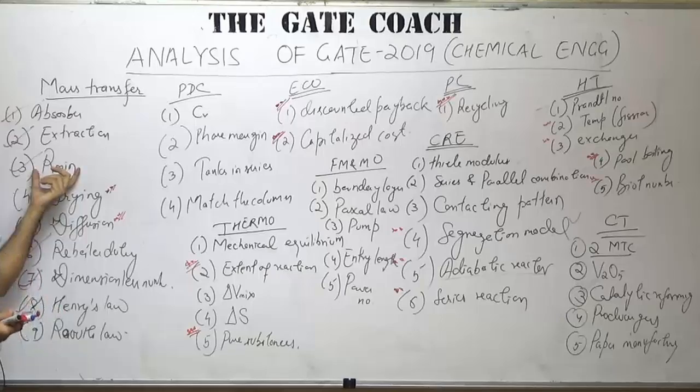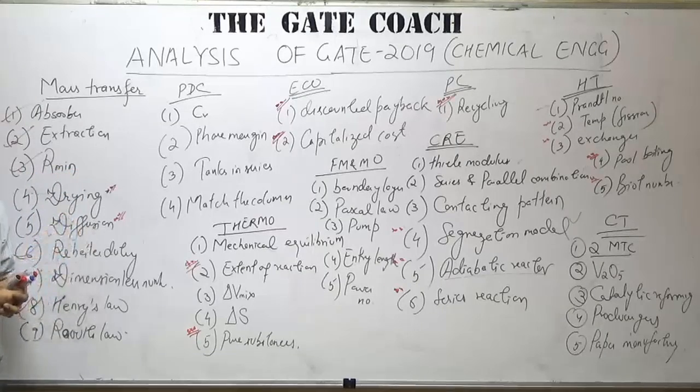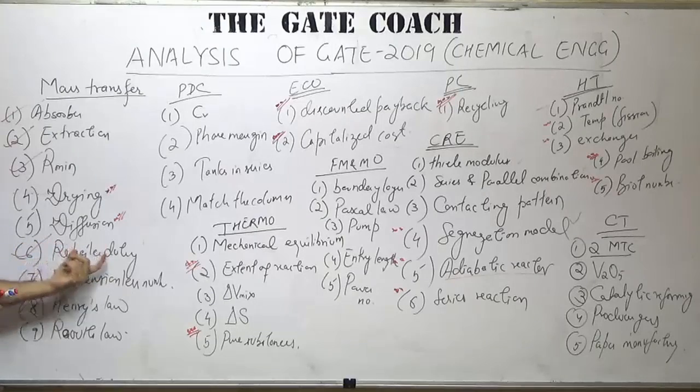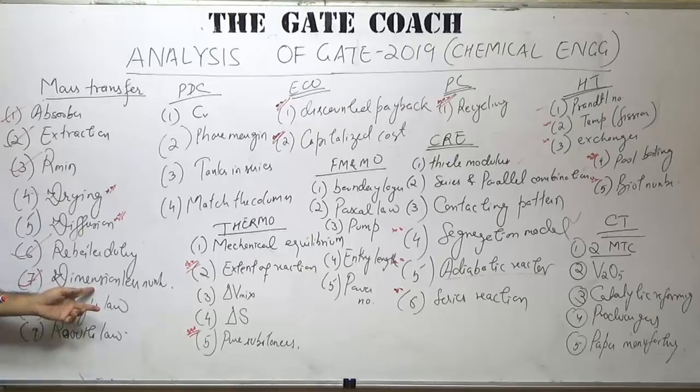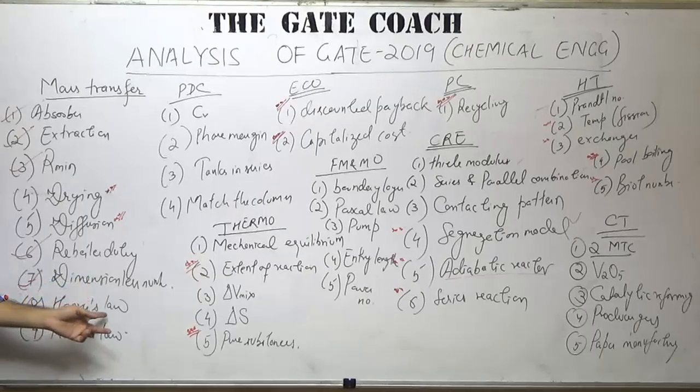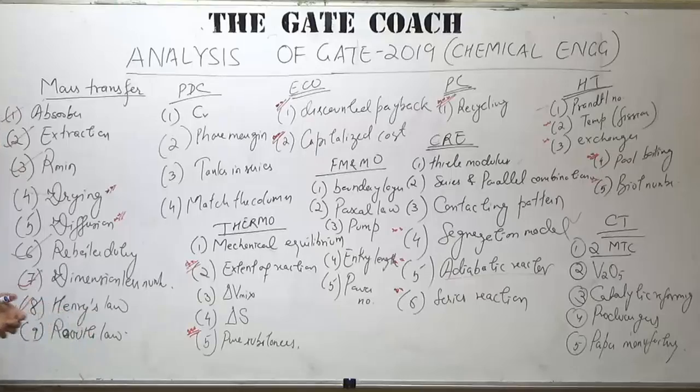Then there was another problem based on the calculation of minimum reflux ratio in distillation. One theoretical problem from drying. One problem from diffusion, where the mass transfer coefficient was inversely varying with the square root of the radius. Then one conceptual problem on reboiler duties in case of distillation. One problem on the definition of Chilton-Colburn number, one problem on Henry's law, and another problem on Raoult's law.